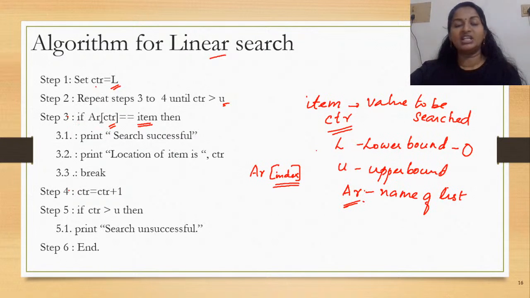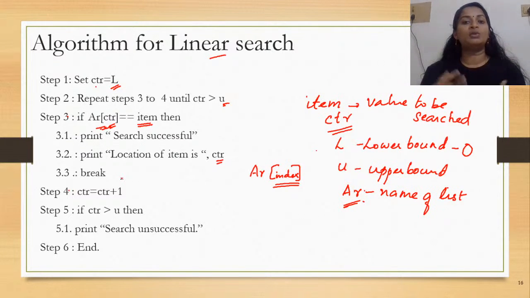Now, what does the if conditional say? If the value at the position CTR is equal to the value in the item, that means you have actually found the value, right? So what are the things that you need to print? You need to print stating that your search is successful, as well as the position where you found the value. Now, how do you get the position? The position is your counter variable.